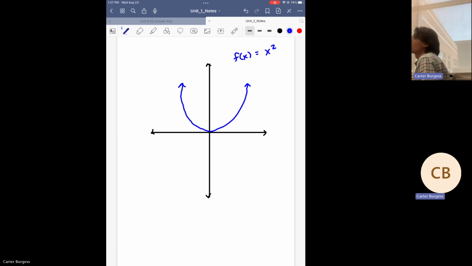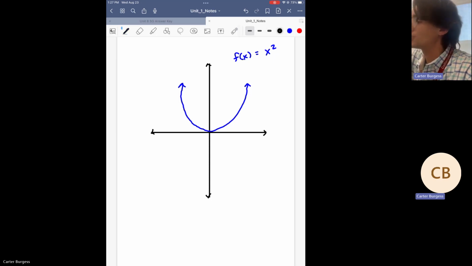Okay, so is this a function? Yes, absolutely it is a function. Is this function invertible? And the answer here is going to be no. How do I know that it's going to be no?